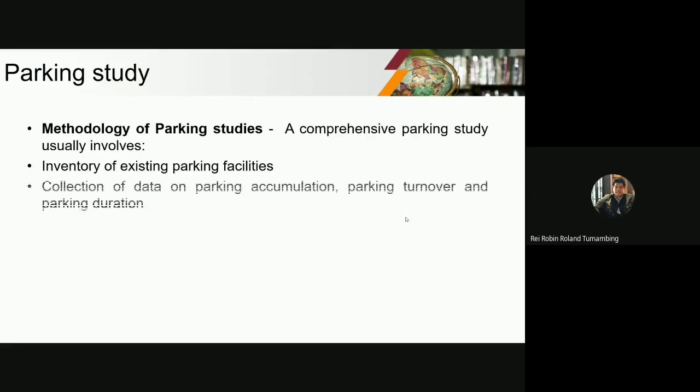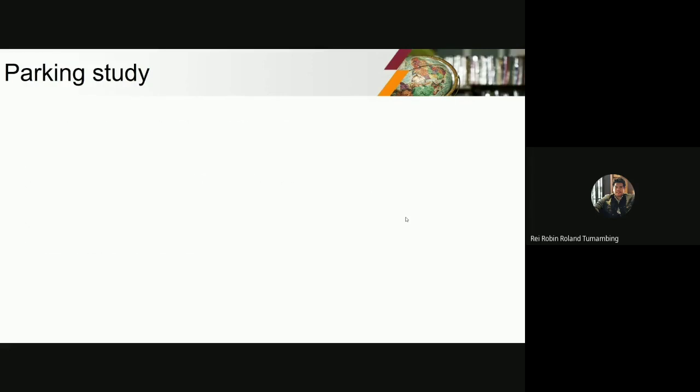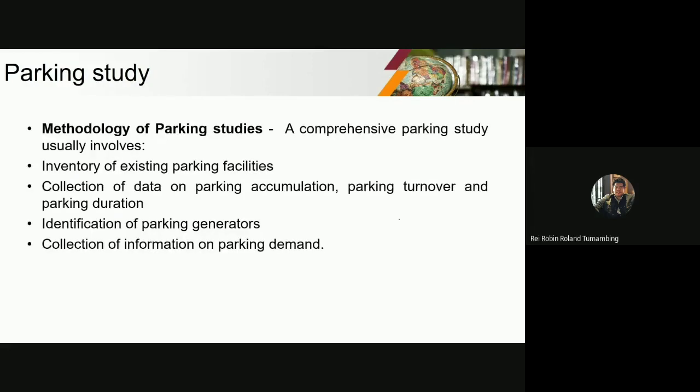Okay, so methodology of parking study. First is the inventory of existing parking facilities. Next is the collection of data on parking accumulation, parking turnover, and parking duration.